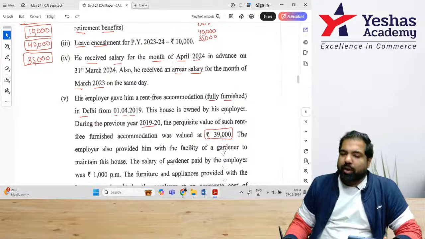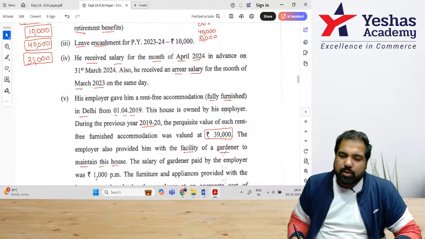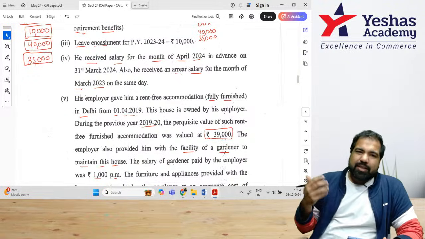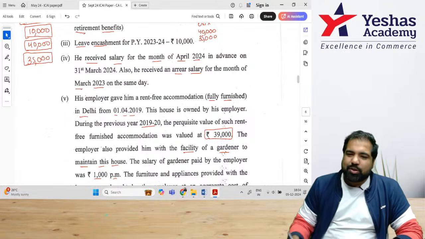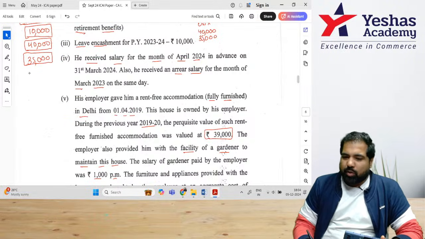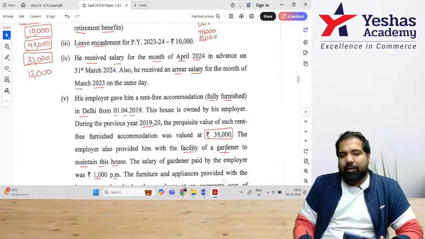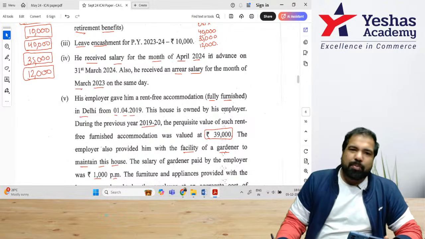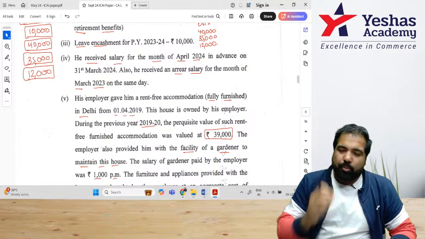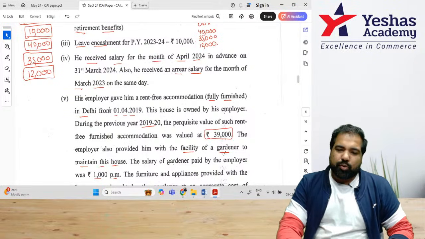The employer also provided him with the facility of a gardener to maintain his house. The salary of the gardener is 1,000 per month. The gardener is being paid by the master, but it's a benefit to you. So it's a perquisite. This will also be taxable, 12,000. But I will not include it because it's a perquisite. So this 12,000 I will not include as part of my accommodation perquisite, because perquisites you don't take in the accommodation calculation.